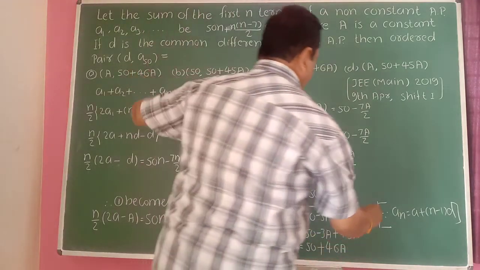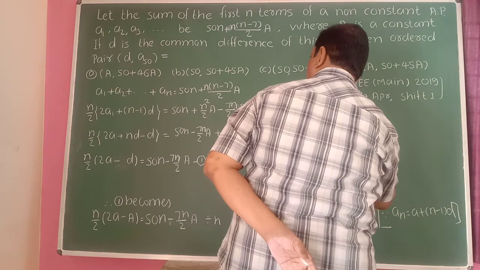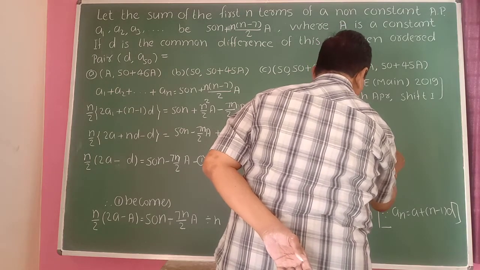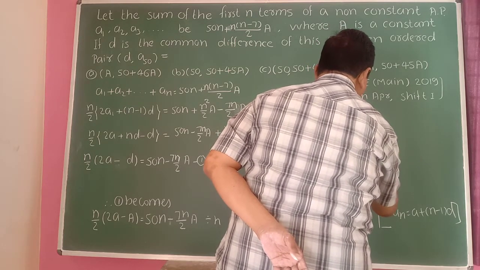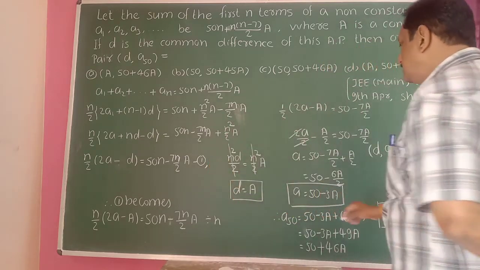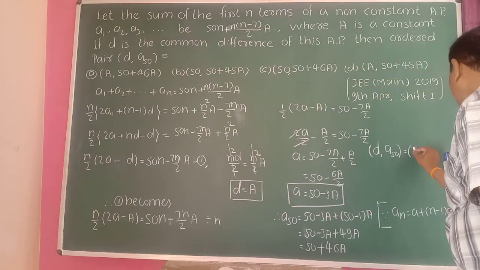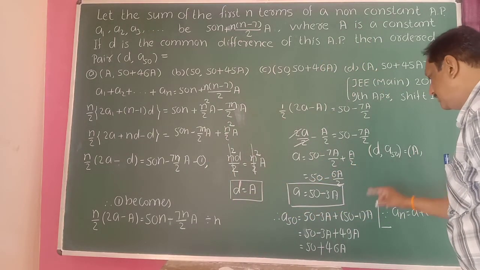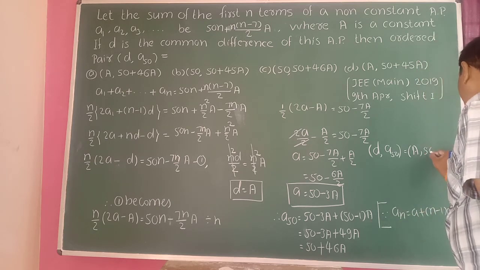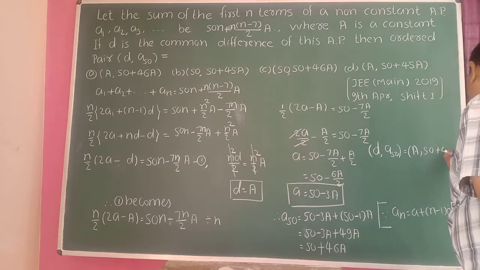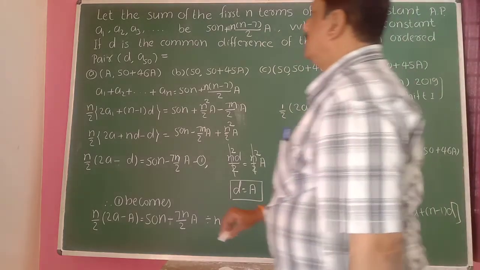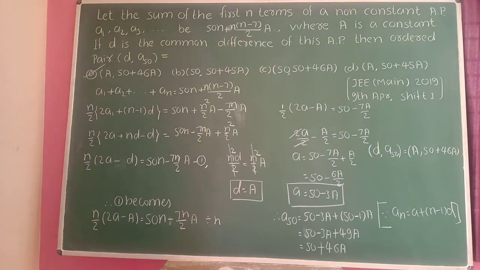Therefore here we want the ordered pair d comma a50. That is equal to, d is this A, so right here A, and a50 is this one here, so 50 plus 46A. So the first option is correct: A comma 50 plus 46A.